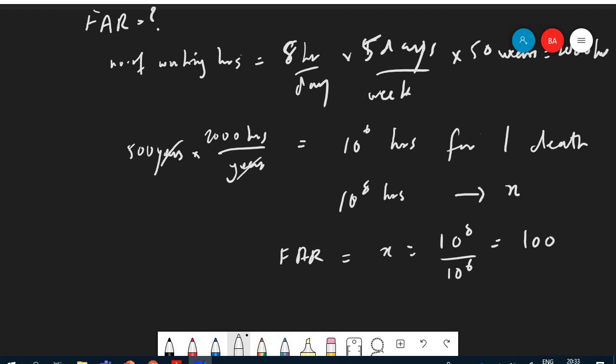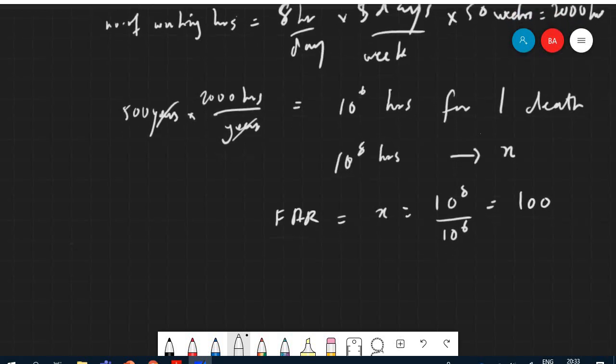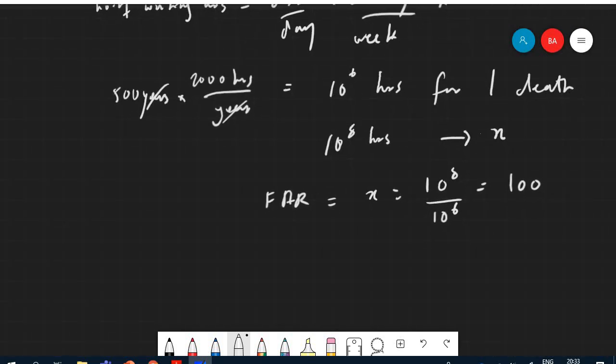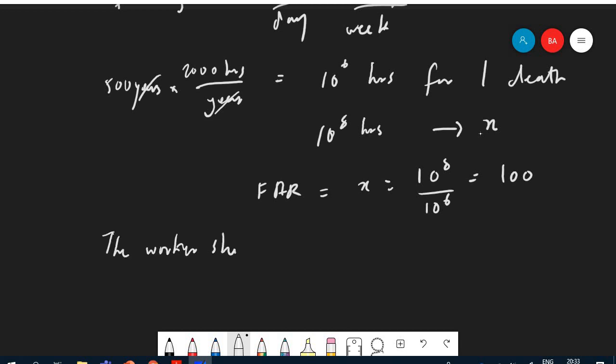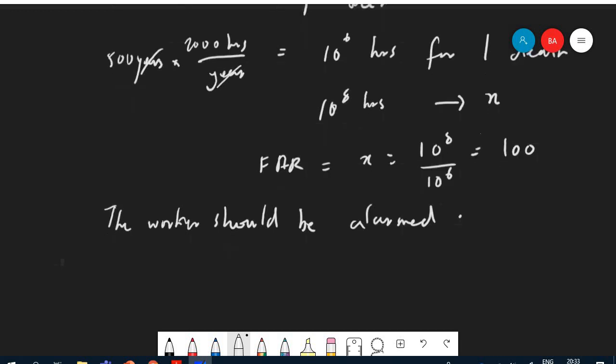So we know now the FAR is equal to 100, and if the FAR is equal to 100, should she be alarmed or not? You just think of it. The worker should be alarmed. It sounds like it was every 500 years, but she should be alarmed. Why should she be alarmed?